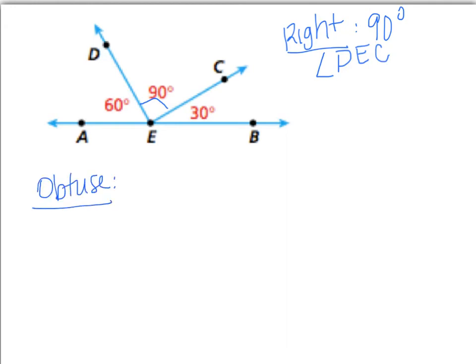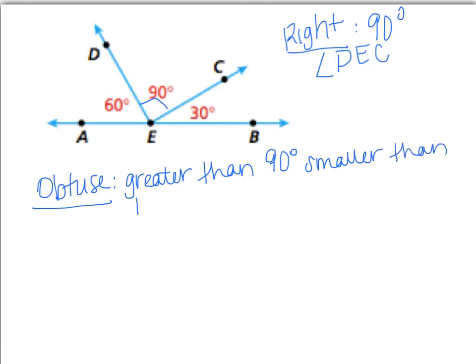An obtuse angle is going to be one greater than 90 degrees, but smaller than 180 degrees. And now 180 degrees is going to be just a straight line. So if we're looking at here, we actually have 2 in here. So let's do one together and then you try to find one on your own. So greater than 90 degrees. Well, if I look here, if I combined these 2 angles together, 90 and 60, well, that will definitely give me something bigger than 90 degrees. So what we can say is we have angle AEC.